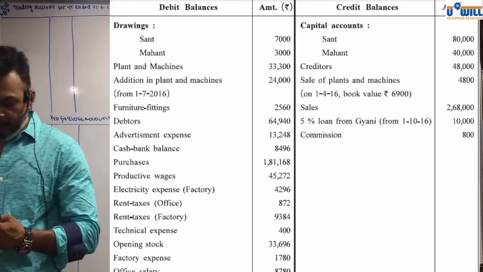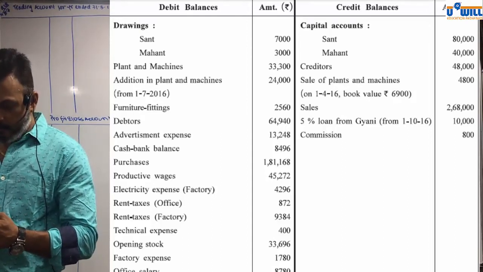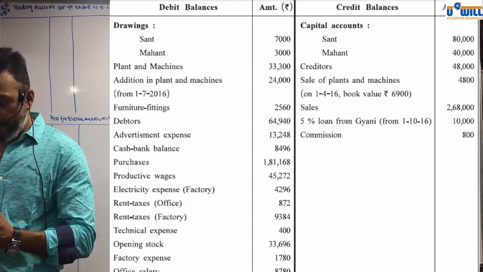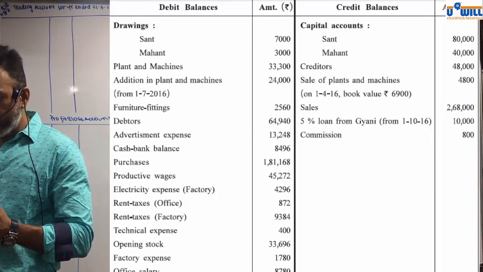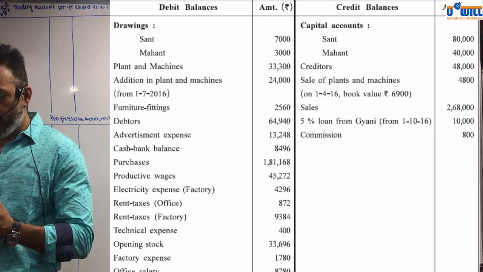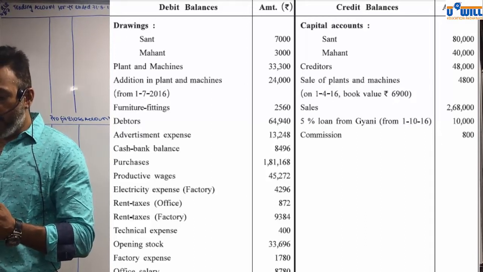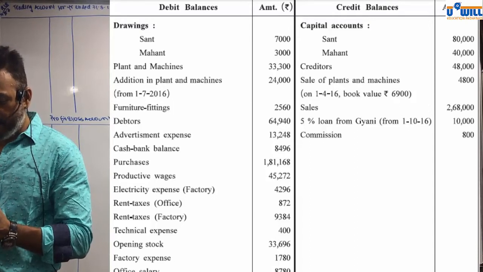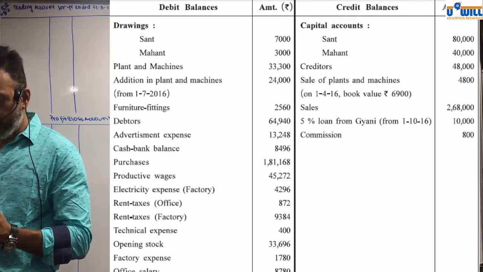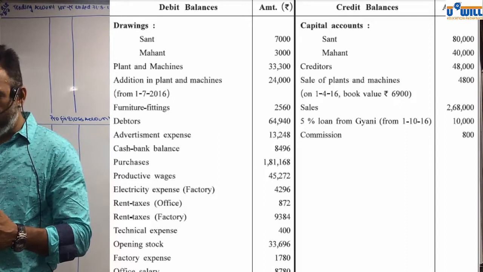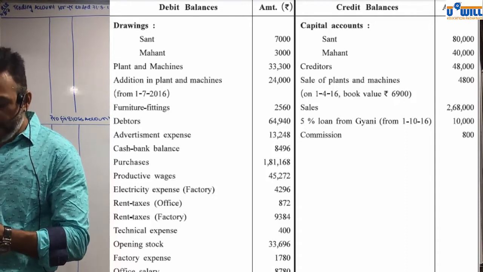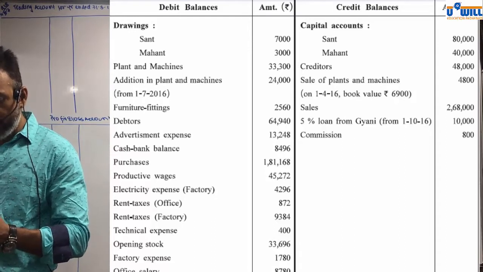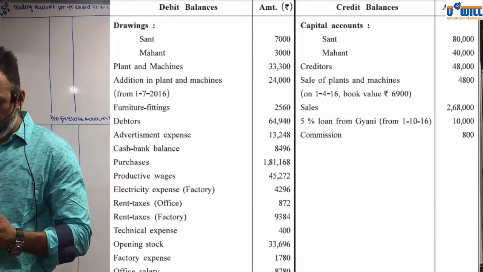Plant and machines, 33,300. We also have an addition. Against that, on the opposite side, can you see sale of plant and machine on 1,416? Book value is 6,900. So tick plant and machine 33,300. From that we first have to deduct 6,900, and then we have to add. So there are two adjustments, and then there will be depreciation. So three adjustments.